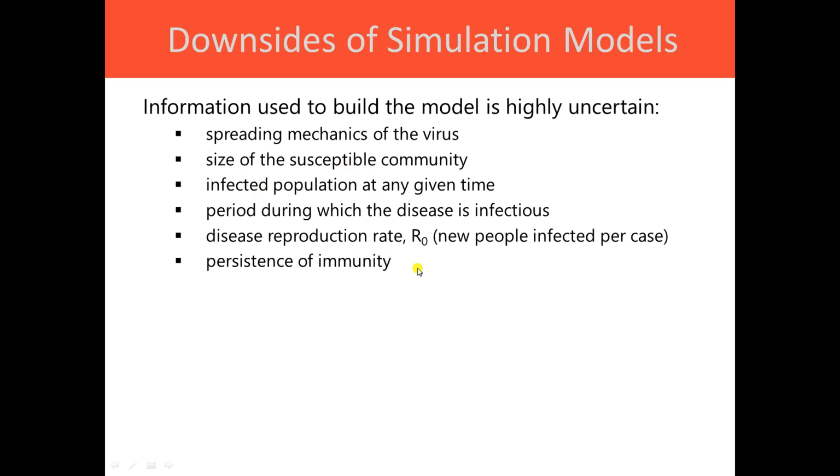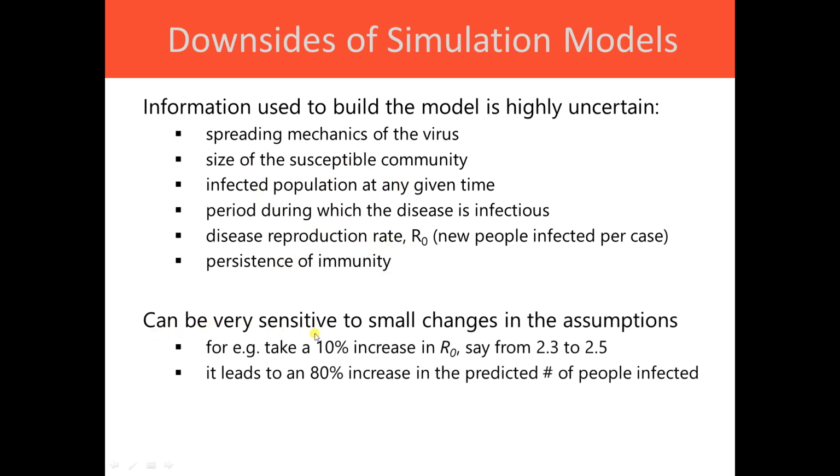it takes until it's infectious, and then you also don't know the disease reproduction rate, how many people get infected per case. And it's also a function of age, right? And then there's a lot of things you don't know. And the persistence of immunity, you don't even know that, right?